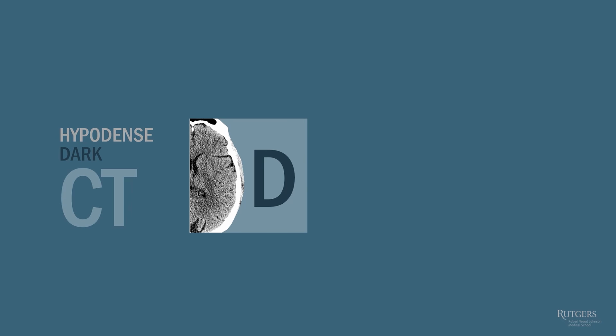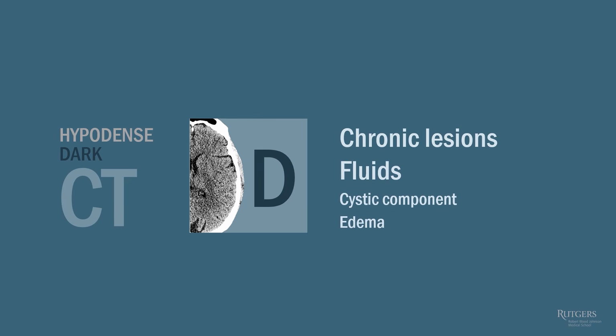Fluid is less dense and appears dark on CT, so hypodensities usually reflect chronic lesions, cysts, or cerebral edema. Let's look at some examples.